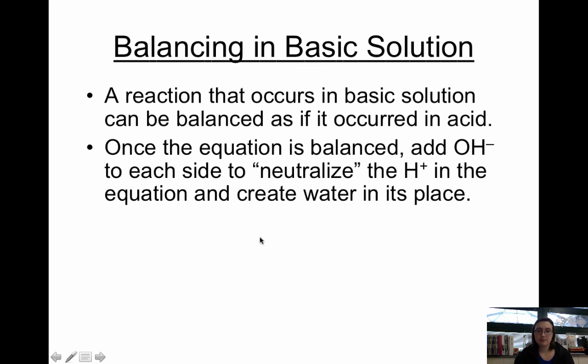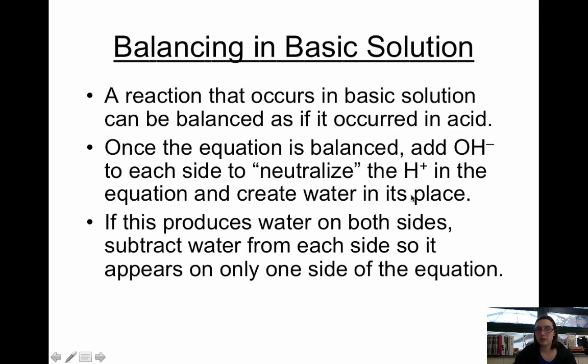And we're going to look at some examples in class of balancing in basic versus acidic solution. Then if you have water on both sides after you neutralize the H plus, you can just cancel them out just like you do in Hess's law, or just like we did when we combined the two half reactions together. So that's the only difference between balancing it in basic solution and acidic solution. And like I said, we're going to look at a lot of examples when we balance any type of redox reaction.